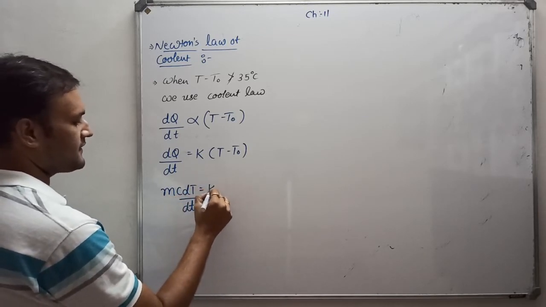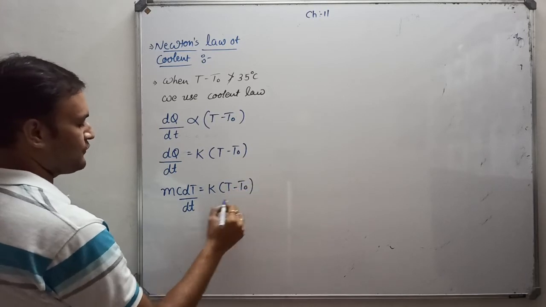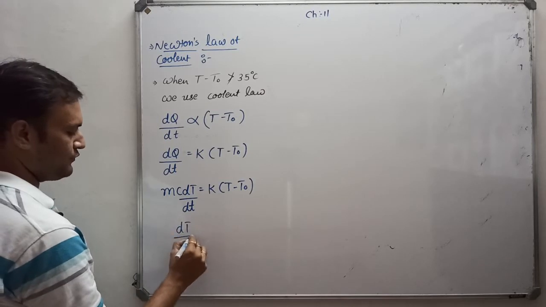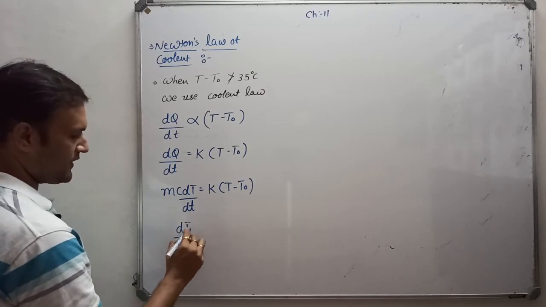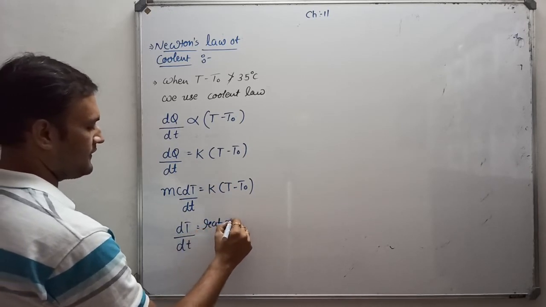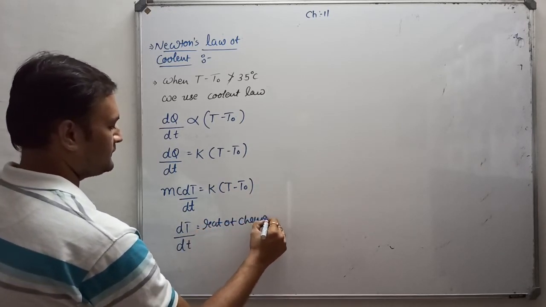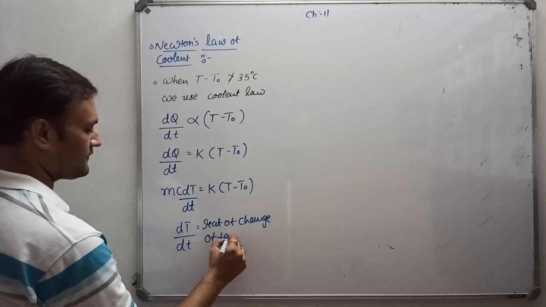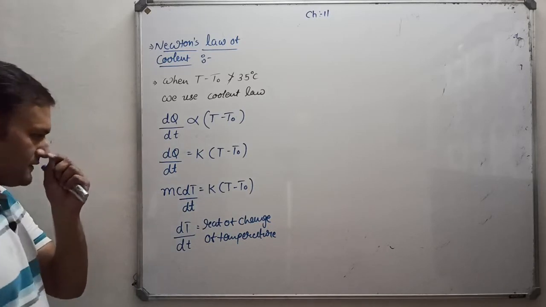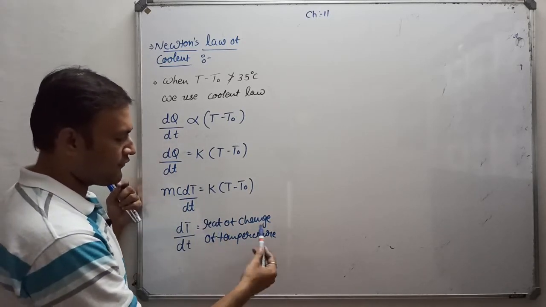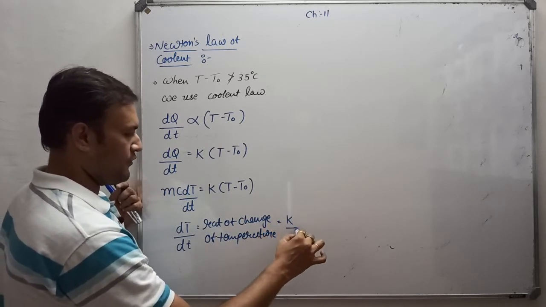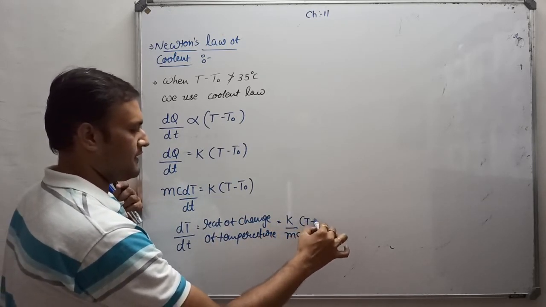Okay, it is k(T minus T0), and m and c both come to the denominator, dT by dt. This is the rate of change of temperature, otherwise the rate of fall in temperature. Okay, so this is k upon m into c, times T minus T0.